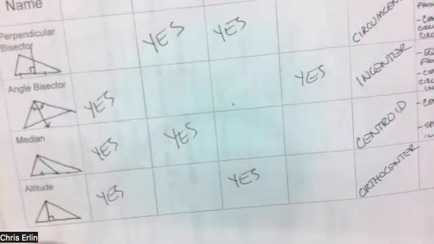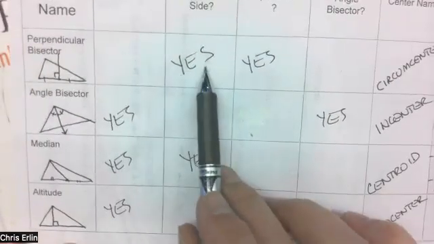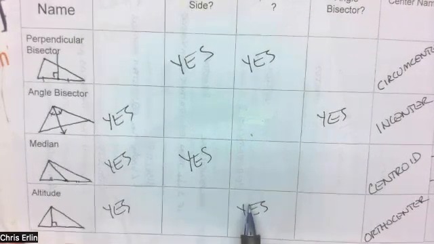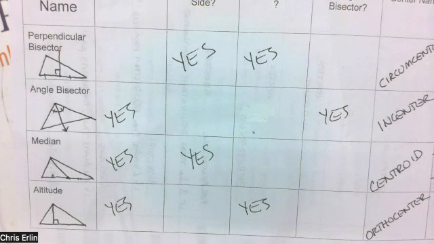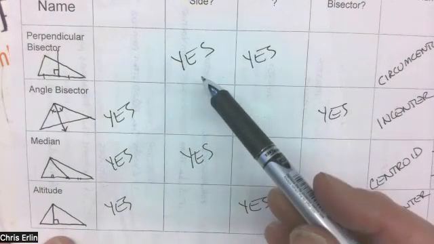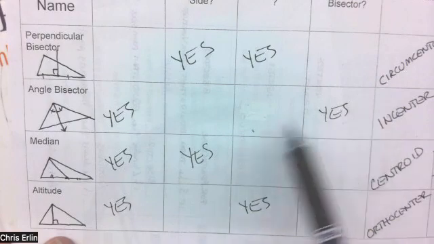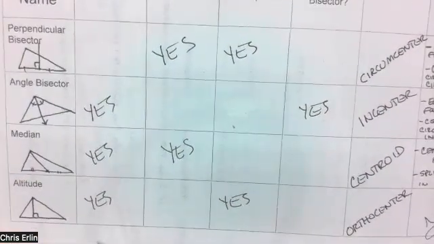Okay, why did we do this? Well, please note, there's now how many features for each of these centers? 2. Which means if we look at a picture and we see that, I don't know, it goes through the midpoint of the side, that tells me immediately that that's got to be what? Either a perpendicular bisector forming a circumcenter or a median forming a centroid.